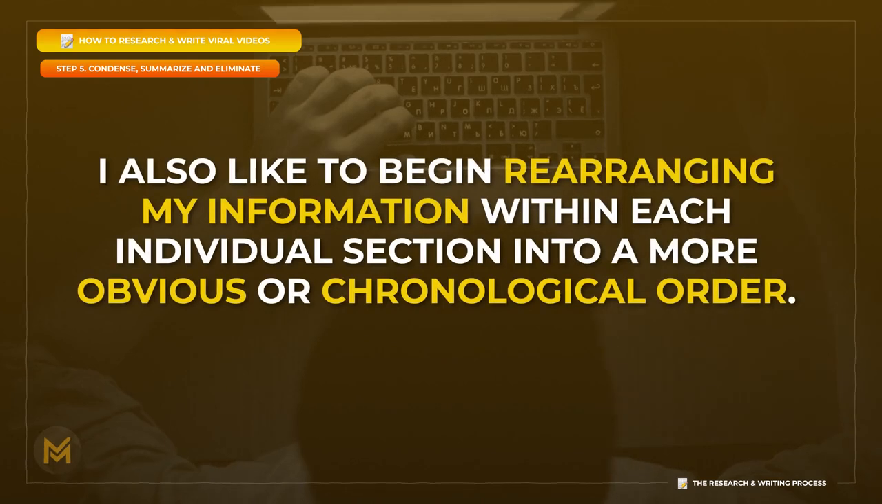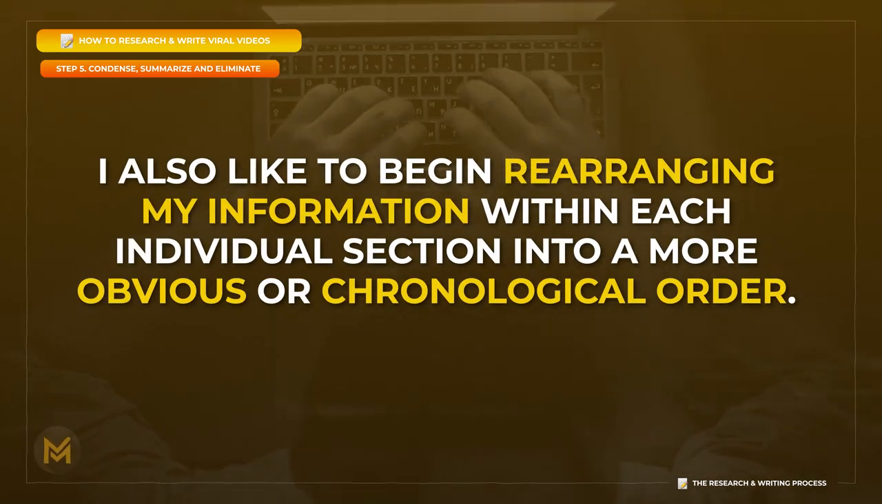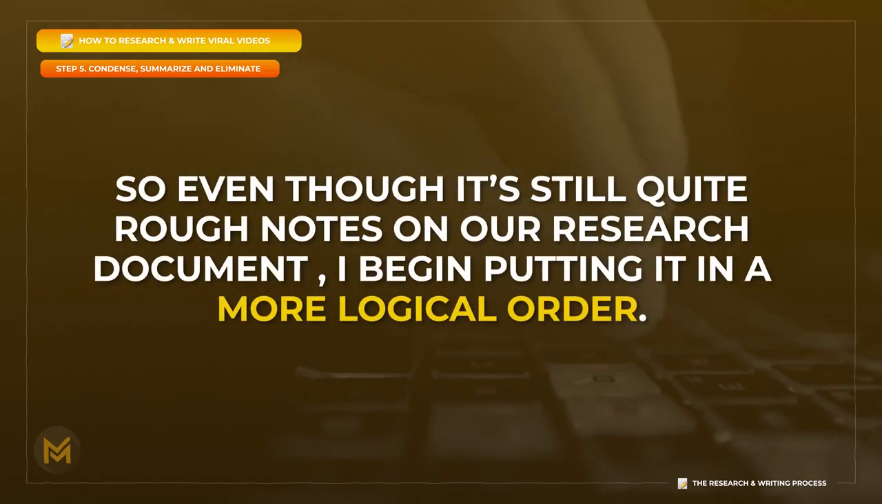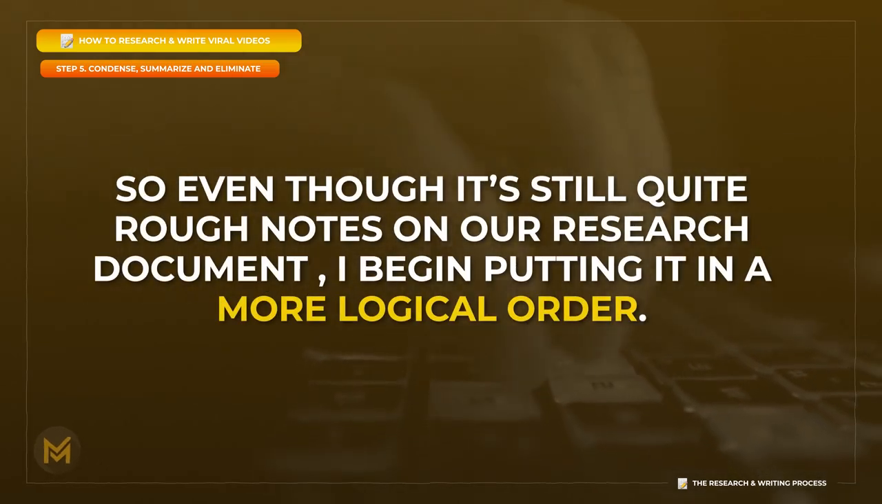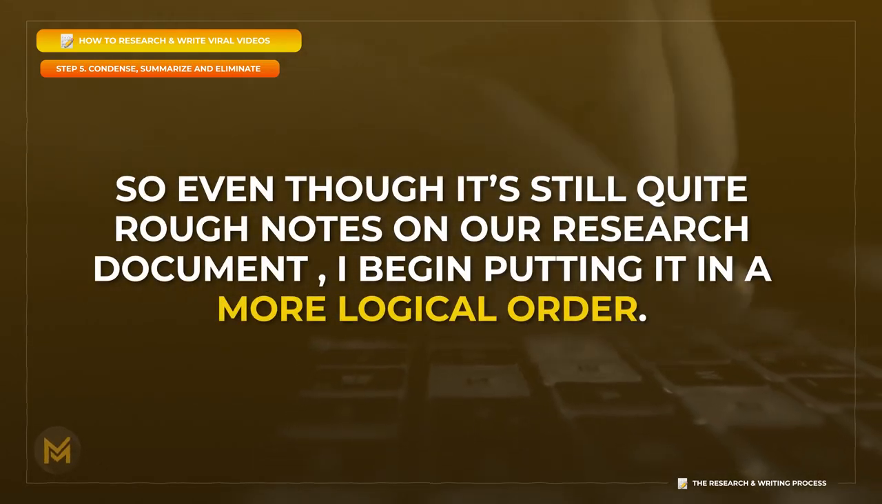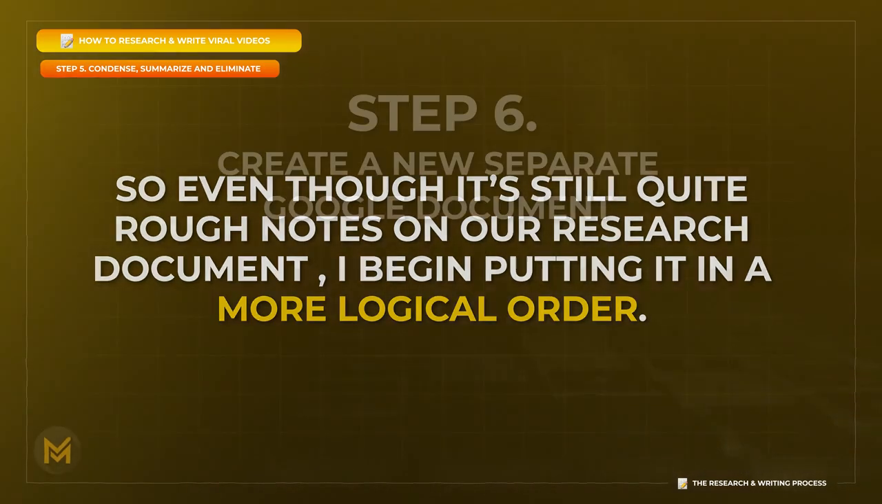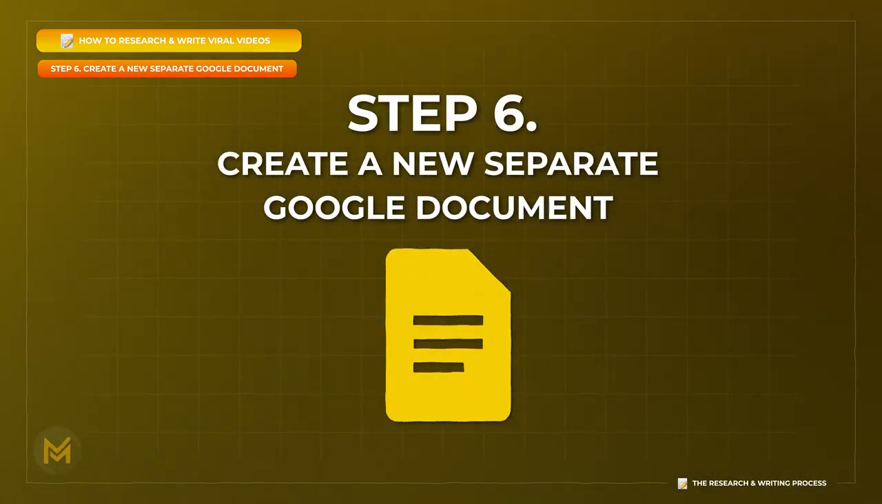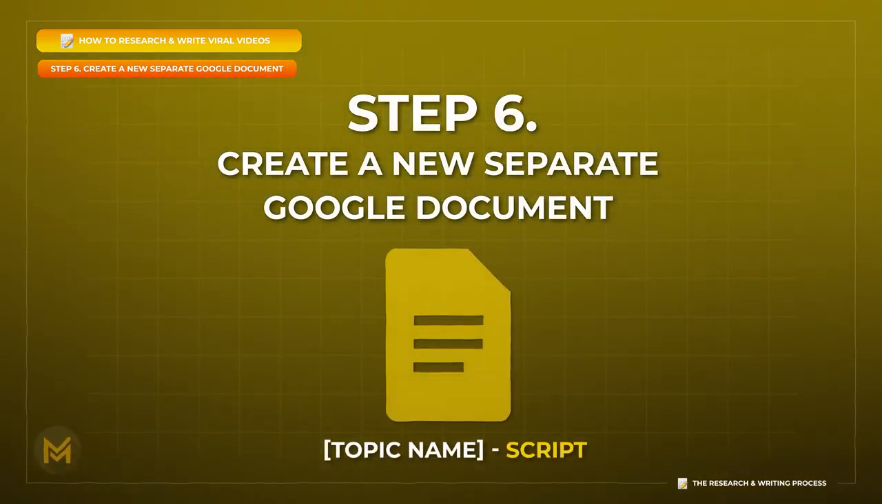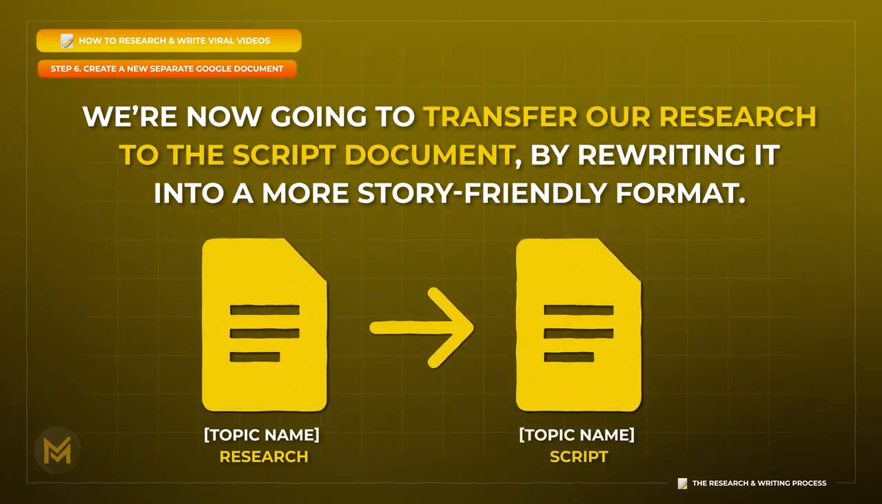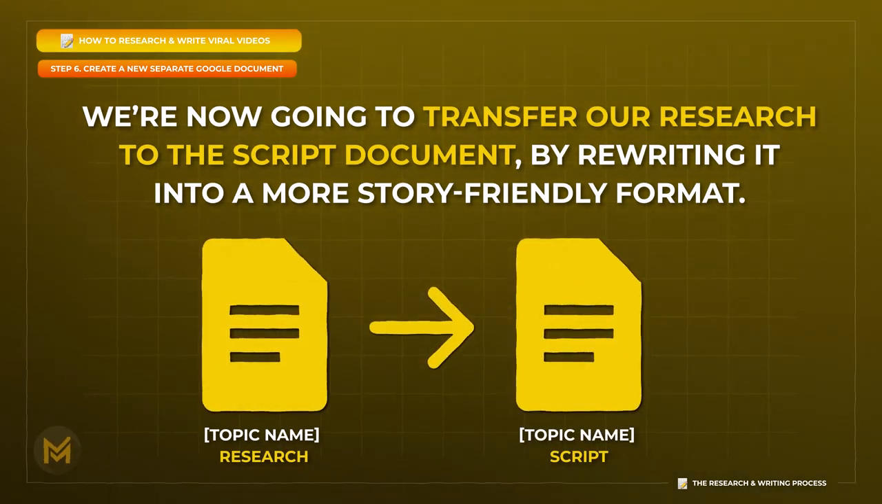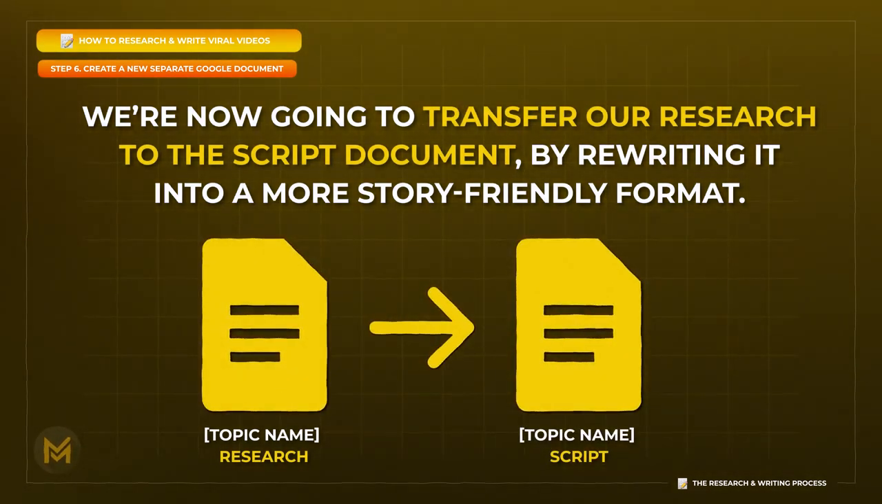At this point, I also like to begin rearranging my information within each individual section into a more obvious or chronological order. So even though it's still quite rough notes on our research document, I begin putting it into a more logical order. Then comes step 6, create a new separate Google document called topic name script, and we're now going to transfer our research to the script document by rewriting it into a more story-friendly format.